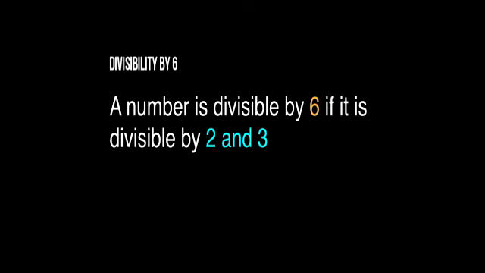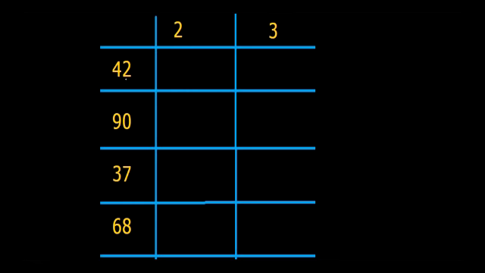Next, we have divisibility by 6. A number is considered to be divisible by 6 if it is divisible by 2 and 3. So I guess there's also an interesting rule. Let's start with these 4 examples by checking if they are divisible by 2 and 3.